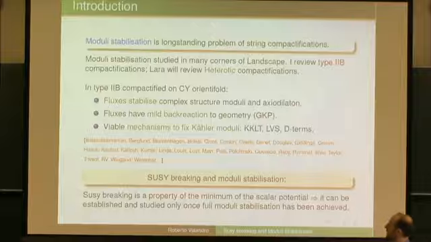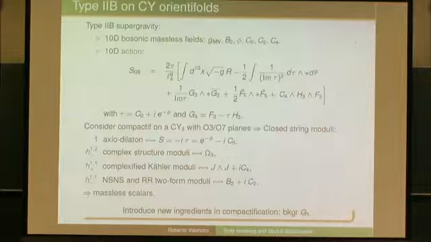Okay, so let's start with type 2b. As I said, string theory is defined in 10D. So let's start from saying what is type 2b supergravity. That is the low energy theory of 10D string theory.